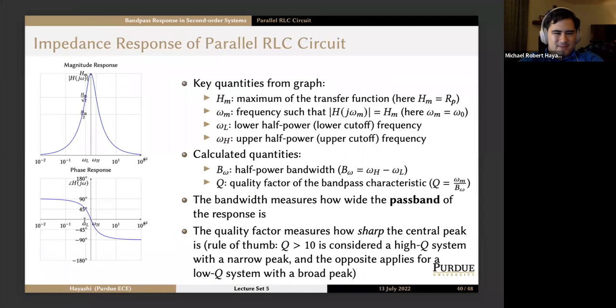You can also think of it as where you get the steepest transition type behavior. It also defines what we call the pass band. So between omega L and omega H is considered the pass band of our response. It's where signals are passed with very little attenuation. Outside of this is the stop band, where signals will be attenuated severely if applied at those frequencies.